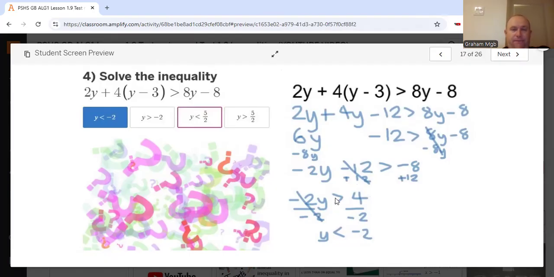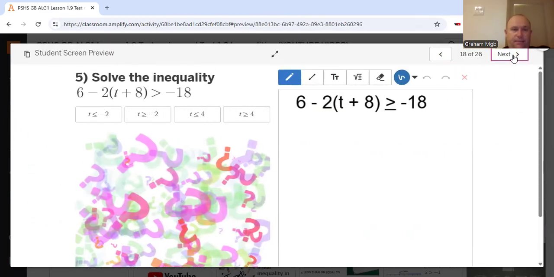And then once again, I'm going to flip the inequality on this question because I just divided by a negative number. Notice if you forget to flip that inequality, that answer is there waiting for you. So it is really important that you think about that while you're doing this test.